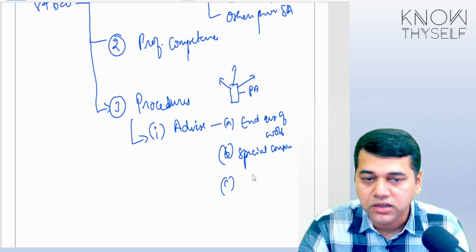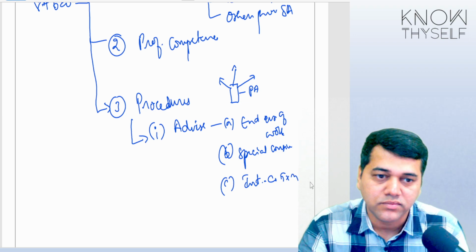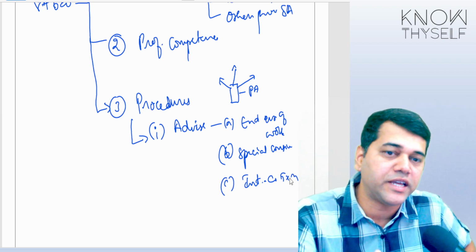The third one, all intercompany transactions. They may be in different ERP systems.